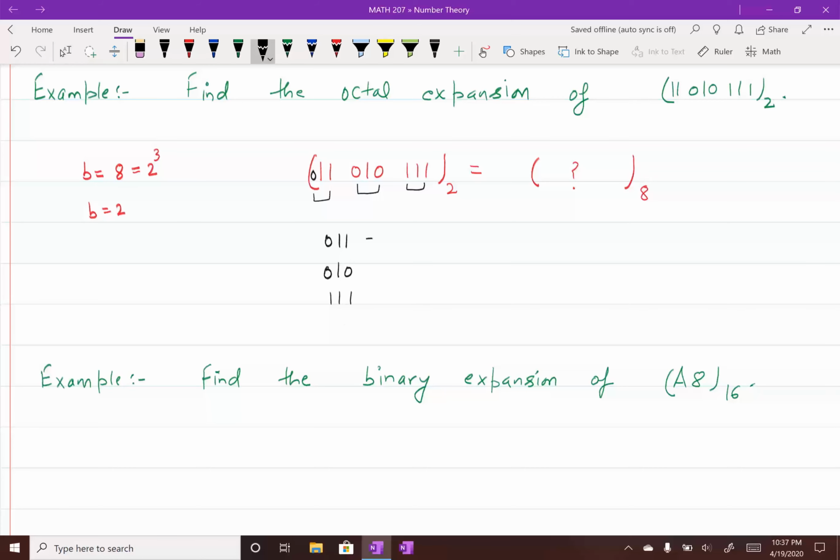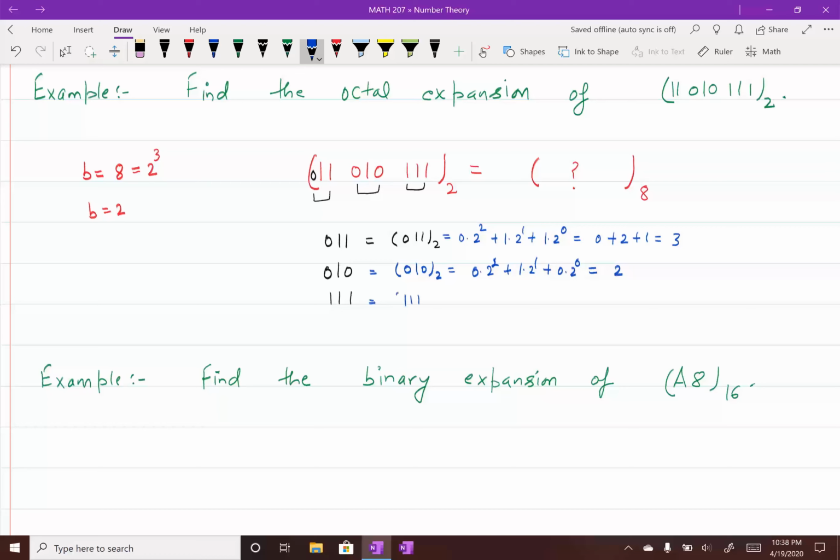Now if you take the first group in binary form, 0 1 1 with base 2, you can write this as 0 times 2 to the power 2, plus 1 times 2 to the power 1, plus 1 times 2 to the power 0, which is 0 plus 2 plus 1, equal to 3. Similarly, the binary expansion 0 1 0 is 0 times 2 to the power 2, plus 1 times 2 to the power 1, plus 0 times 2 to the power 0, which is equal to 2.